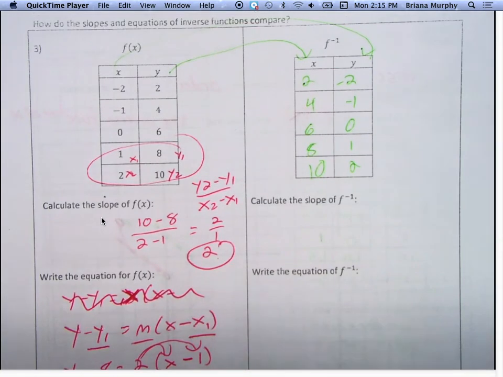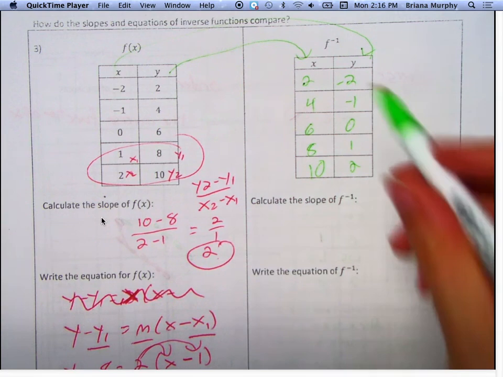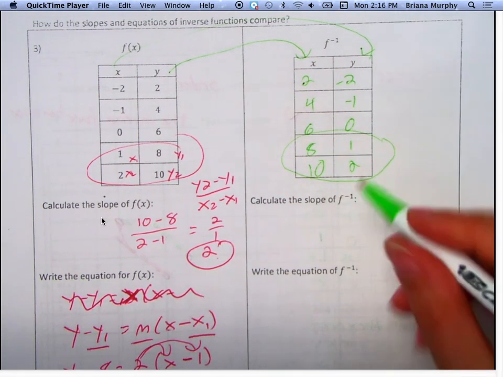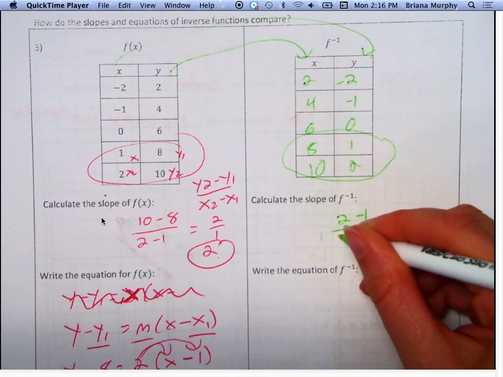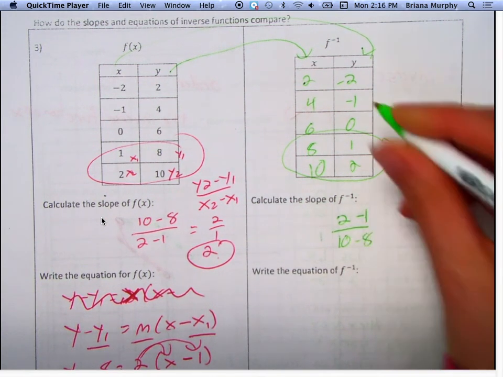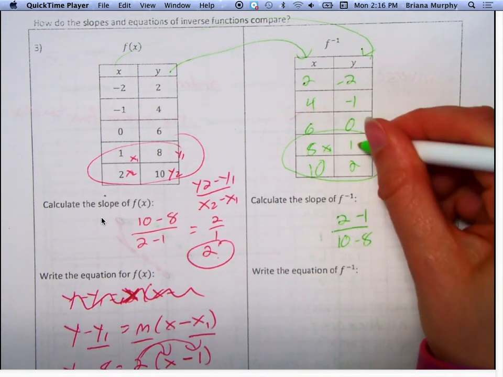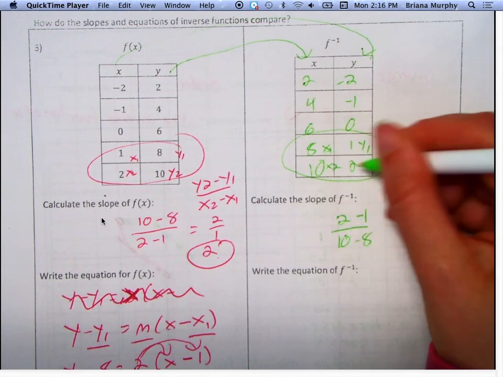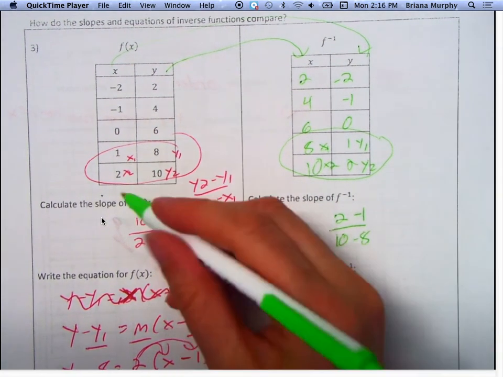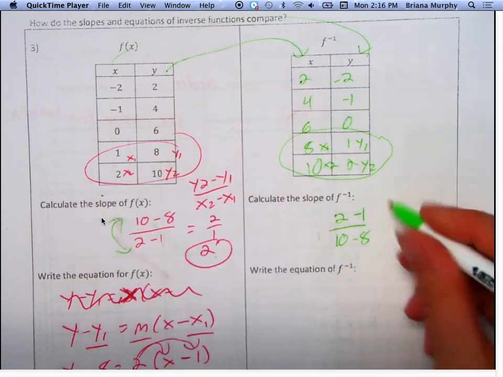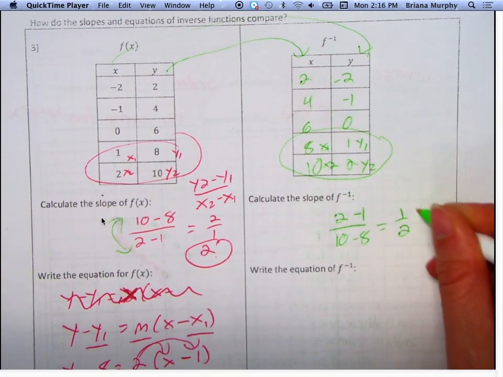All right. So we're going to calculate the slope. I'm going to use the last two numbers again just to show you that we get 2 minus 1 over 10 minus 8. Okay? Where this is x1, y1, x2, y2. All right. See how it's reversed? I took this and I flipped it over. So I'm going to get 1/2 is my m.